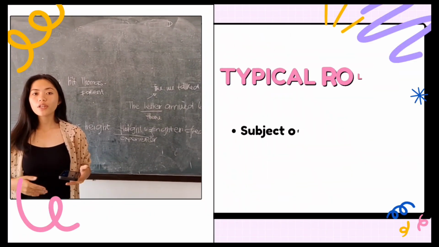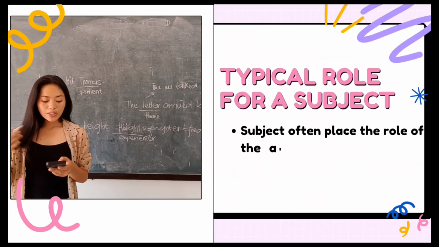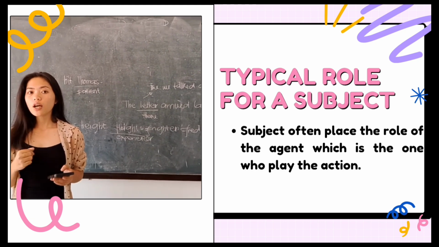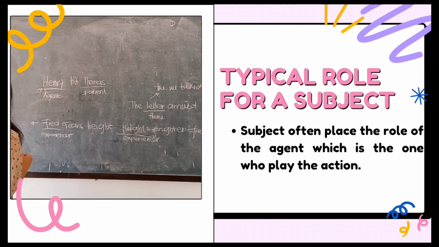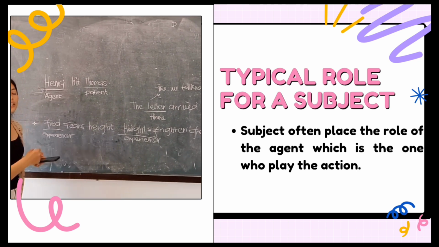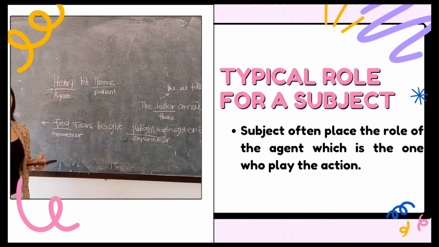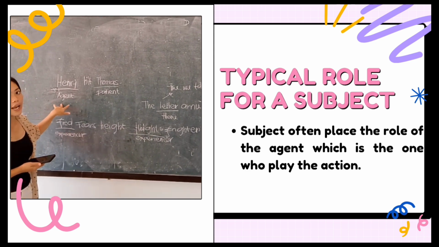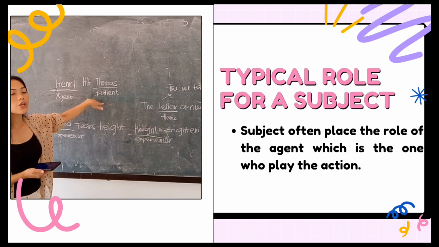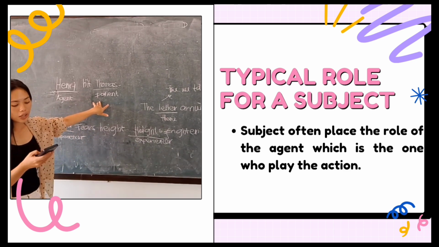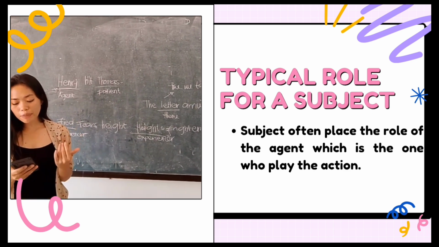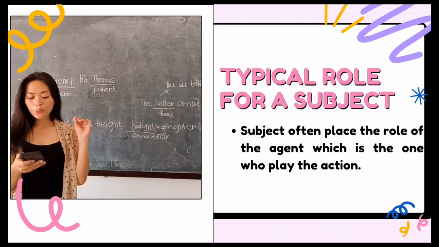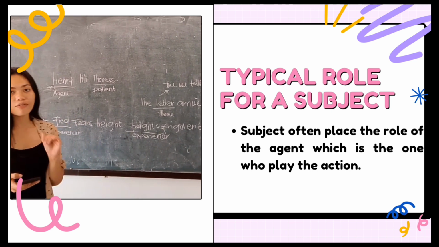Now, let's talk about the typical role of the subject. Subject often plays the role of the agent, which is the one doing the action. Now, let me give you an example. "Henry hit Thomas." As we can see, Henry is our subject here, which is the one we automatically understand is the one doing the action. So, Henry is our agent. And Thomas, which is the one who's being hit, is our patient. Now, sometimes the subject can be the patient, which is the one receiving the action, or the theme, which is something being moved or being described in a sentence.